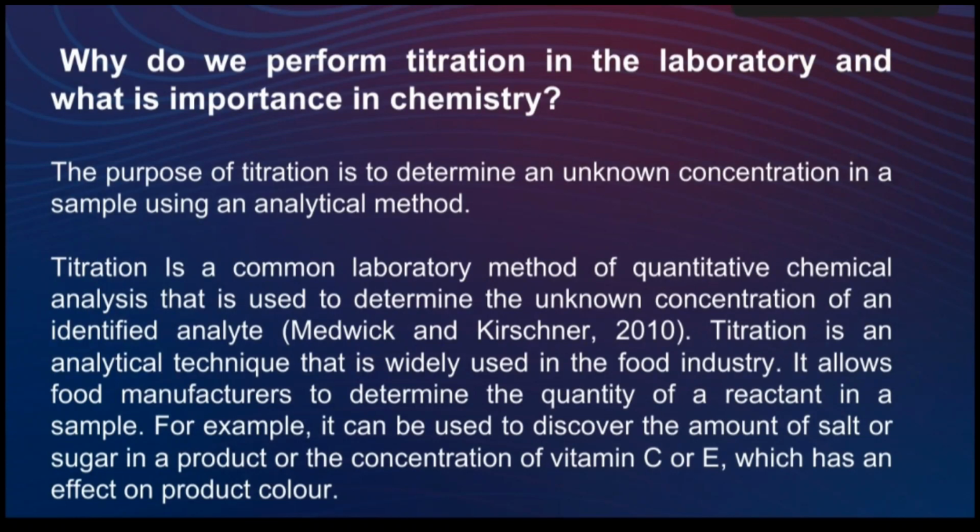So first, let me answer the question, why do we perform titration in the laboratory and what is the importance of titration in chemistry? The purpose of titration is to determine an unknown concentration in a sample using an analytical method. Titration is a common laboratory method of quantitative chemical analysis that is used to determine the unknown concentration of an identified analyte. Titration is an analytical technique that is widely used in the food industry.